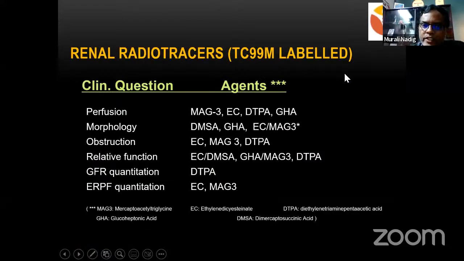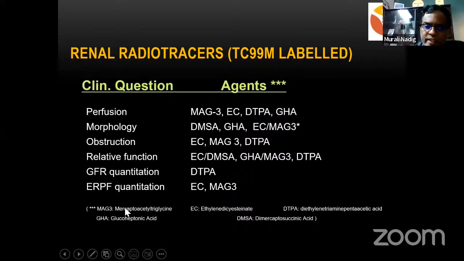So there are different radiotracers, and depending upon what clinical question you have, we can use different radiotracers. For example, if perfusion is the question, then MAG3 or EC are the better agents compared to DTPA and GHA. For renal morphology evaluation, DMSA and GHA are better than EC and MAG3. For obstruction evaluation, EC or MAG3 are better than DTPA. For split function, again, EC and DMSA are better than GHA, MAG3 and DTPA. For GFR quantitation, DTPA is better. For ERPF quantitation, EC and MAG3 are better.